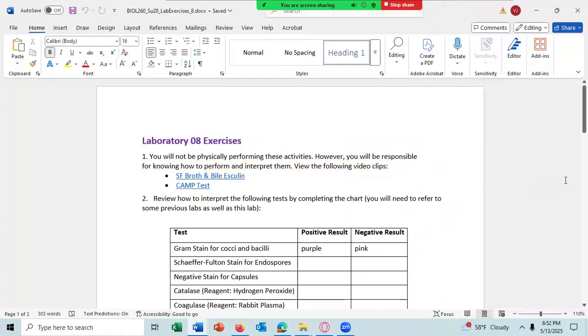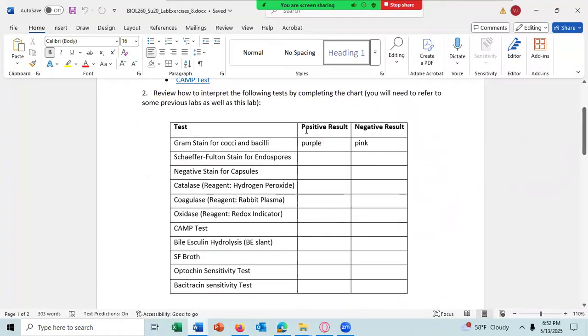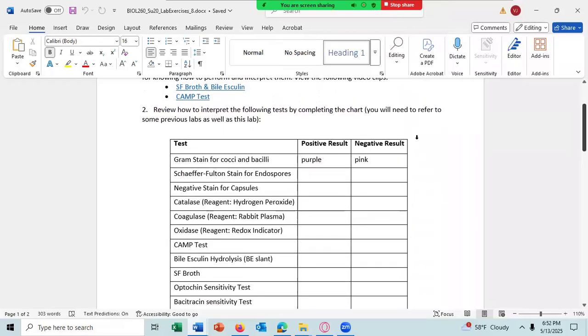Only fill in the worksheet and only submit the worksheet. Then interpret the following tests by completing the chart. I've done the first row of the chart for you. You can get the information from this lab, but you will need to refer to some previous labs to get the information. Like a Schaefer-Fulton stain, which stains for endospores. Tell me what the positive result for the Schaefer-Fulton stain is and what the negative result is. On this one, you have to go to a previous lab to get that information.